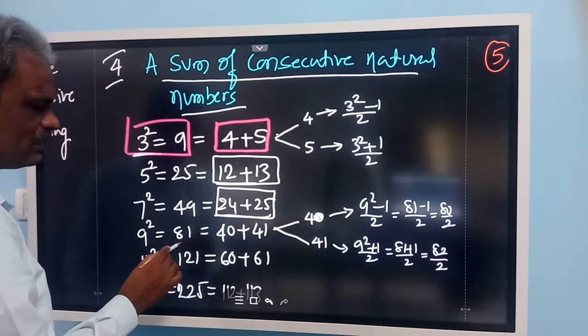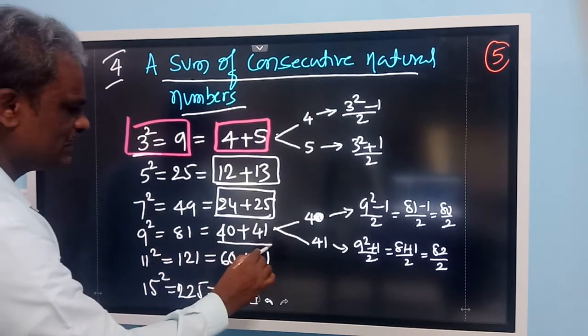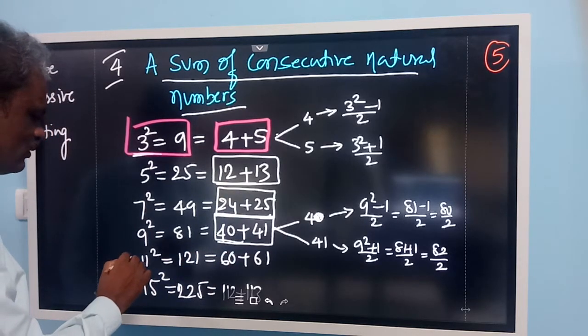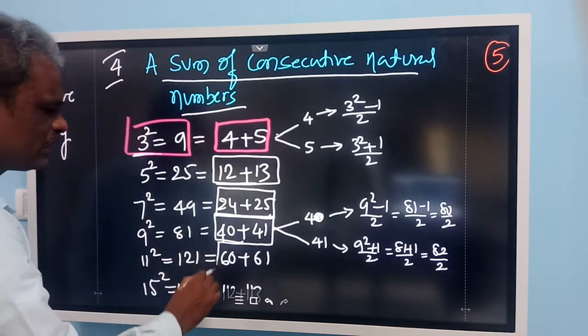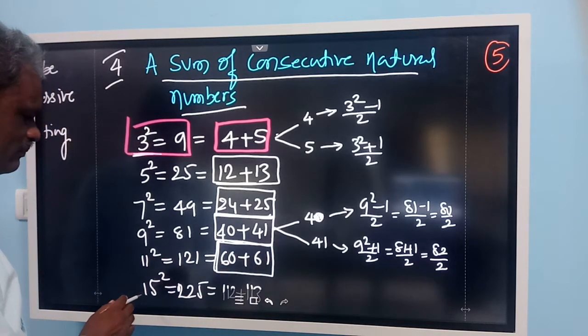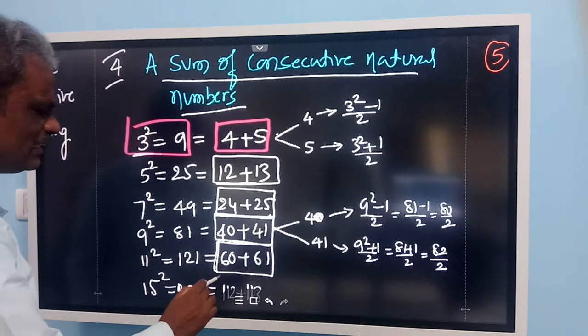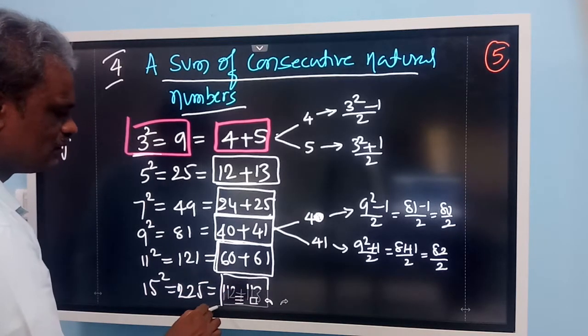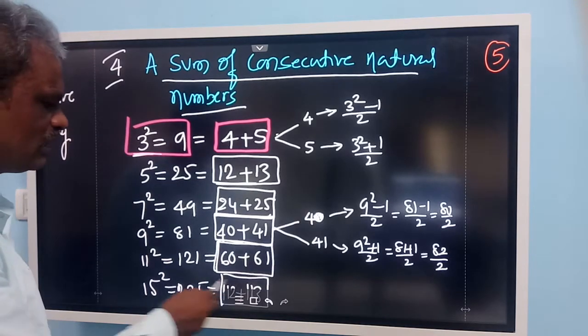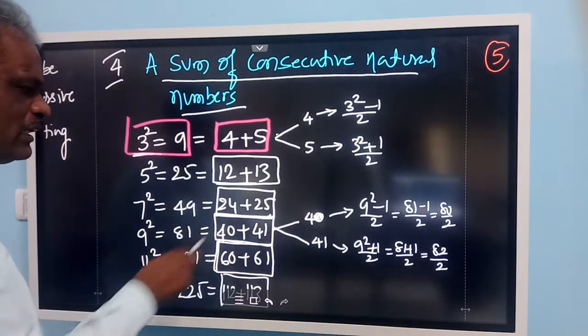9 square is 81. You can write this as 40 and 41, the sum of 40 and 41. 11 square is 121. You can write it as 60 and 61. 15 square is 225. You can write it as 112 and 113. How will you get these numbers 112, 113, 60, 61, 40, 41?